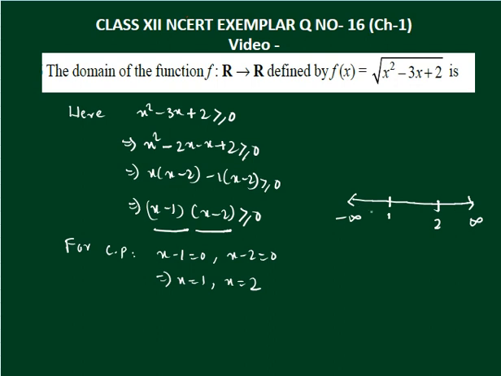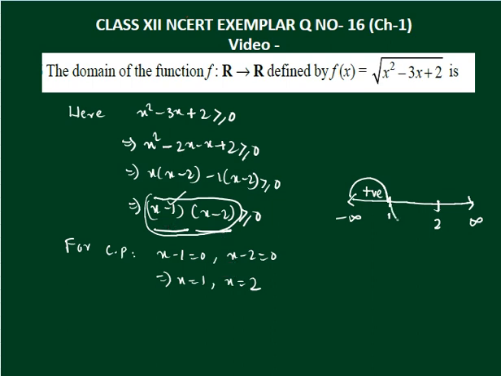Then you choose a number between minus infinity and 1. Suppose I take 0. Now for 0 you can see the first part is negative and the second part is also negative. So in that case negative times negative will become positive. So in this area this gives a positive sign, whereas if I take anything from 1 to 2, suppose I take 1.5, this is positive but this one will become negative. So in this case it is negative.